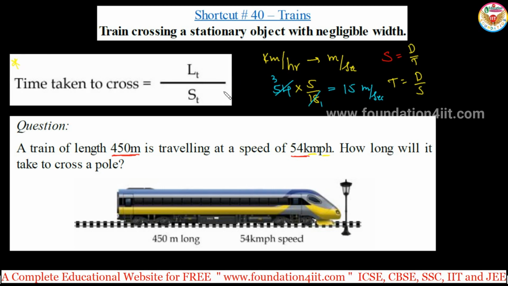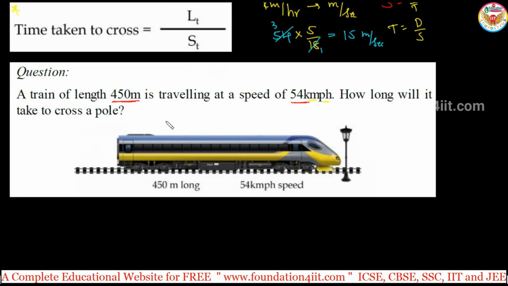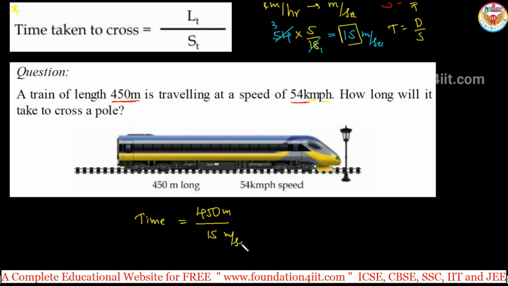So the time taken to cross the pole is the length of the train by the speed of the train. The length of the train is 450 meters. The speed of the train is 15 meters per second. Meters by meters per second means the answer will come in seconds. 450 by 15: 15 times 30 is 450, right? So 30 seconds is what this train will take to cross the pole.